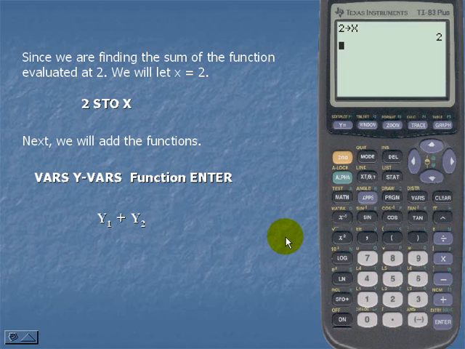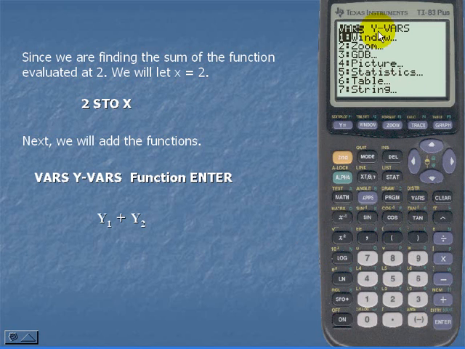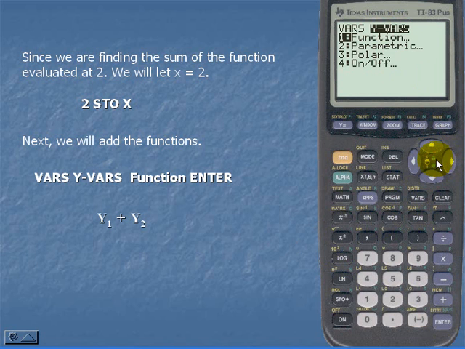So in order to pull out those functions, we want to go into variables. We want to scroll over to y variables. We want functions, so we hit enter. The first function we want is y sub 1. So remember that was our x plus 4. So we're going to hit enter.